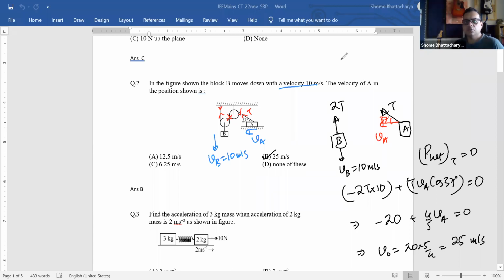Okay, so I'm clearing this now. Okay, hope this is clear. I mean, I'm clearing the solution.